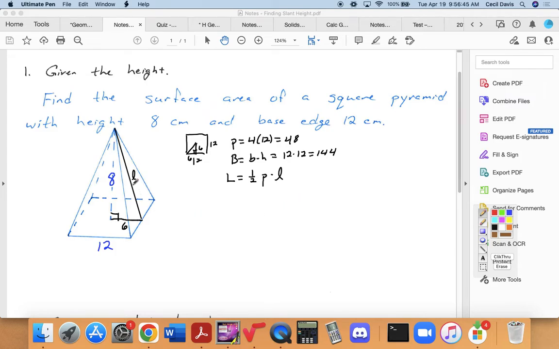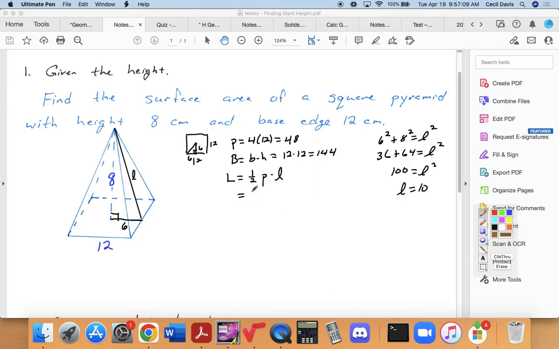All right, so now I've got this right triangle, and I can do the Pythagorean theorem. 6 squared plus 8 squared is equal to the slant height squared. Some of you already have that one memorized. It'd be nice if everyone had this one memorized. So the slant height is 10.